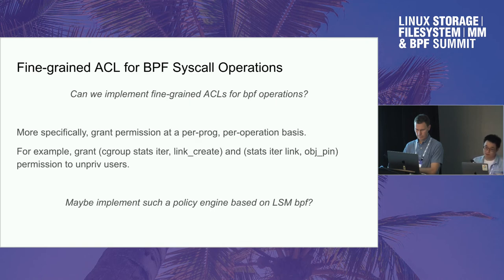But how? What I'm thinking is, can we implement a fine-grained access control list for these BPF syscall operations? More specifically, can we enable these two operations on a per-program, per-operation basis? Let's say we just grant link create and object pinning to the cgroup stats iter and stats iter links, so we can have better control over what unprivileged users can do.